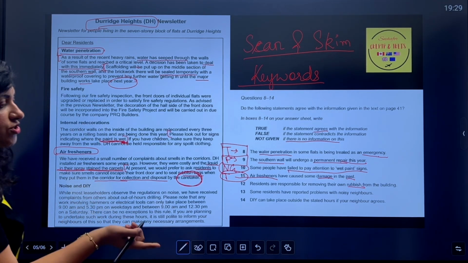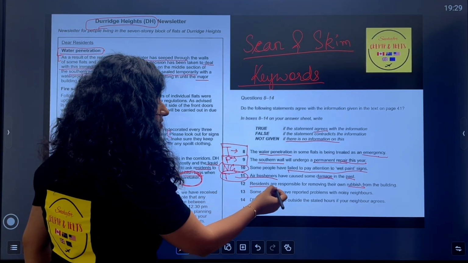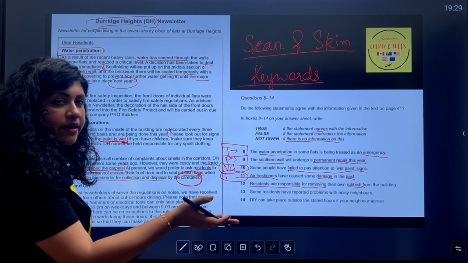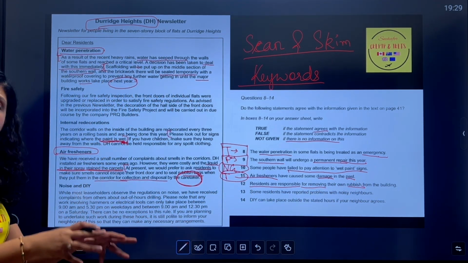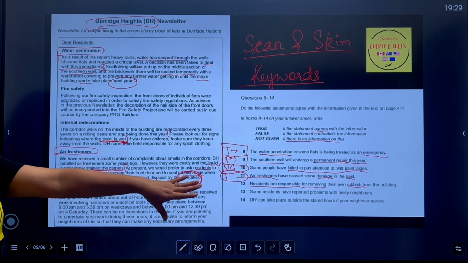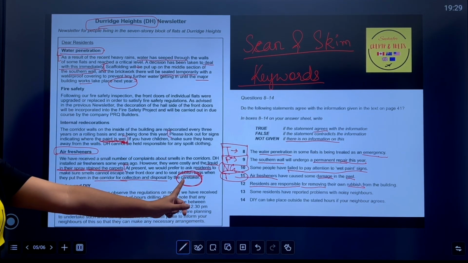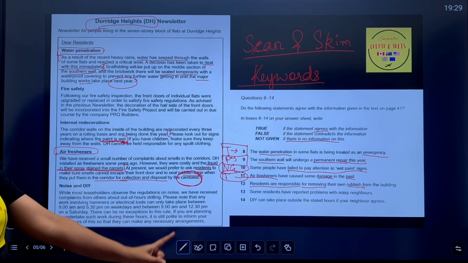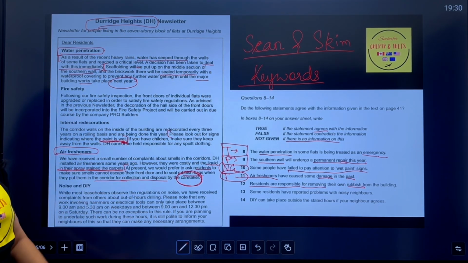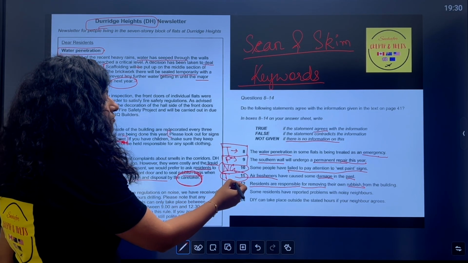On the other hand, the question says that residents are responsible for removing their rubbish from the building. Residents only place the rubbish bags in the corridor for collection. They do not remove it from the building. That is done by the caretaker. So the information of the text again is contradictory with the information of the question. So this time my answer is going to be false.